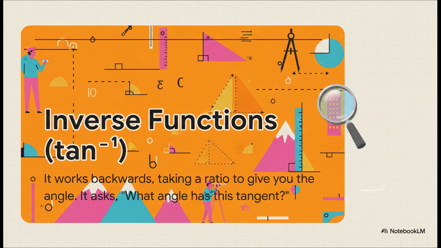You've probably seen it on your calculator. It looks like tan with a little -1. Just think of it like this. It's you asking the calculator, hey, can you tell me what angle has a tangent that equals this number? It's the key to finding the angle.